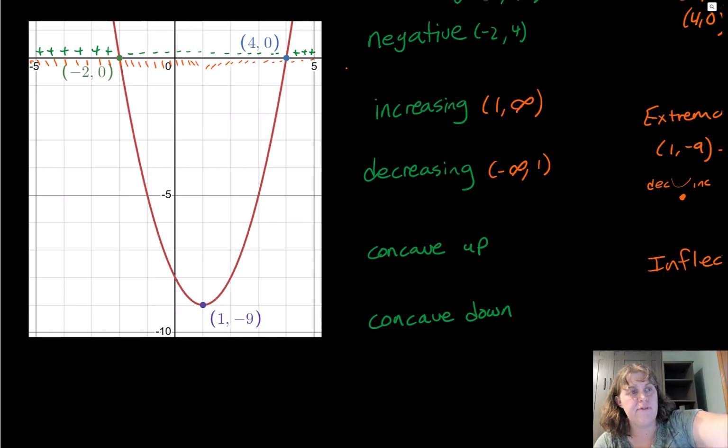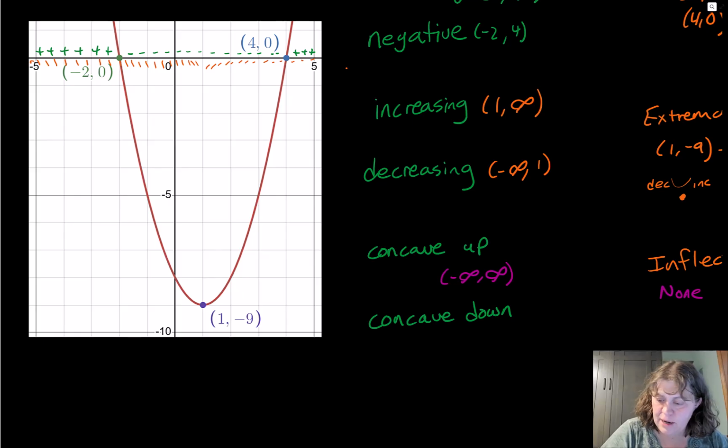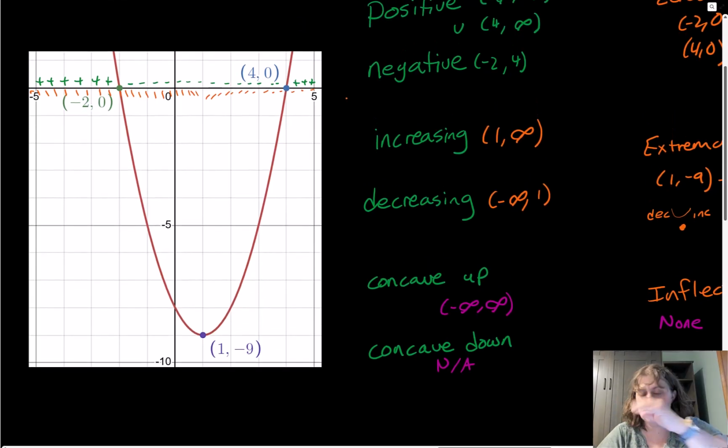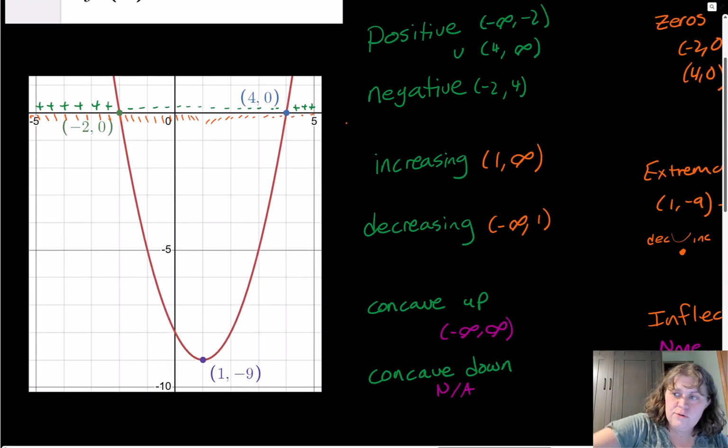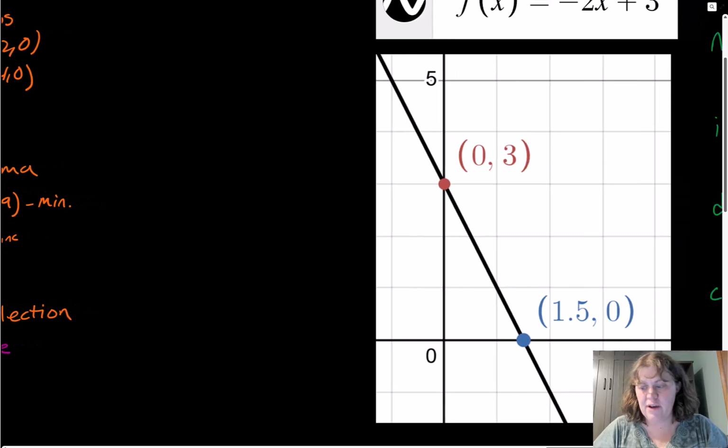So in this case, I have concave up from negative infinity to positive infinity. And so my point of inflection is none, and my concave down is not applicable, or none, because it just doesn't happen. So recapping: zeros tell me where I flip-flop between positive and negative. The extrema tell me where I flip-flop between increasing and decreasing. Points of inflection flip-flop between concave up and concave down. You don't always have a point of inflection. Sometimes it's just always concave up or always concave down.